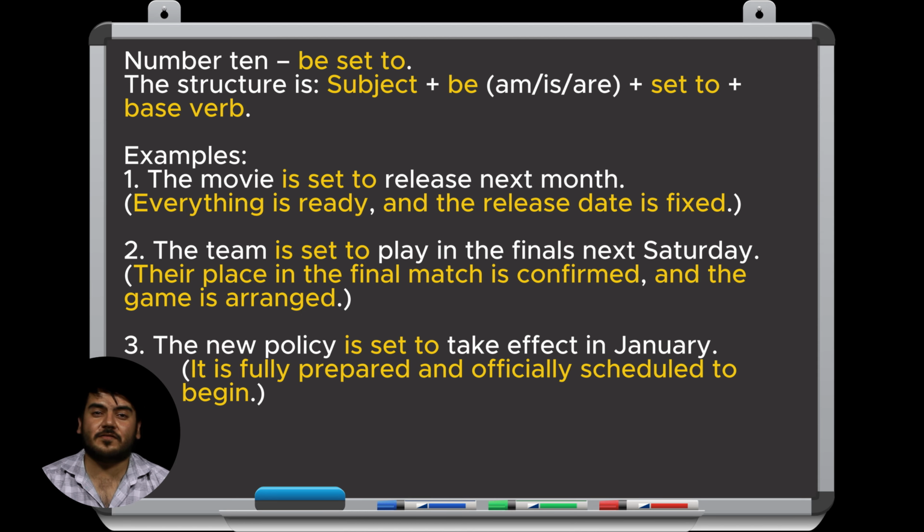Number 10, be set to. The structure: subject plus be plus set to plus base verb. Examples: The movie is set to release next month. Everything is ready and the release date is fixed.